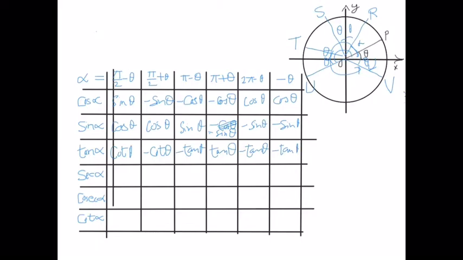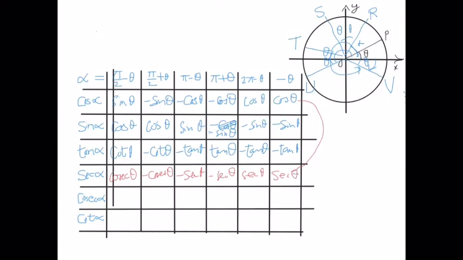Now let us look at sec alpha. Now we know that sec alpha is equal to 1 by cos alpha, so therefore we will compare these two rows. When alpha is equal to pi by 2 minus theta, sec alpha is equal to 1 by sin theta, which is cosec theta. When alpha is pi by 2 plus theta, sec alpha is equal to minus cosec theta. Here it is minus sec theta, again minus sec theta. Here it would be plus sec theta, and again plus sec theta.